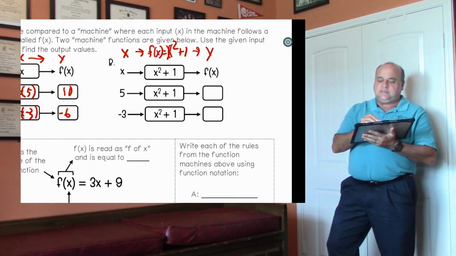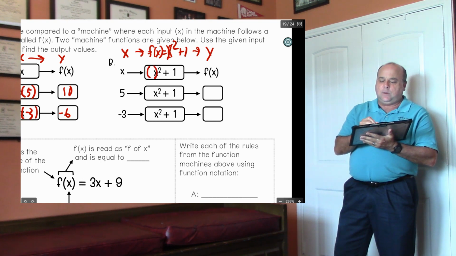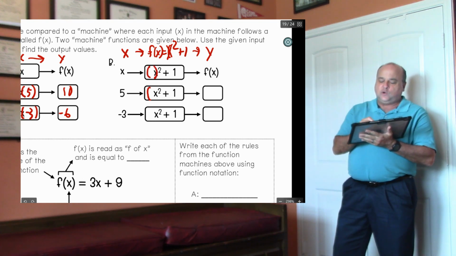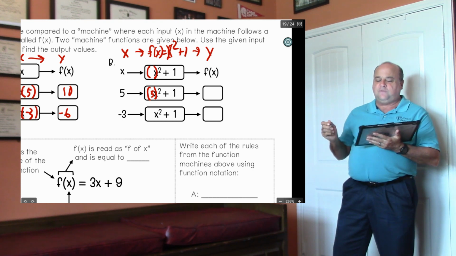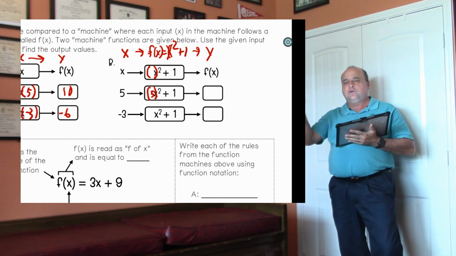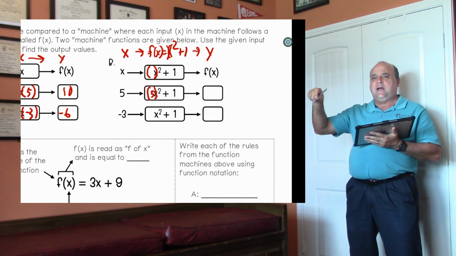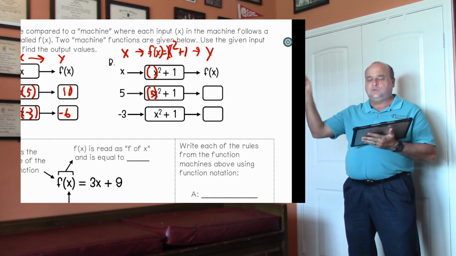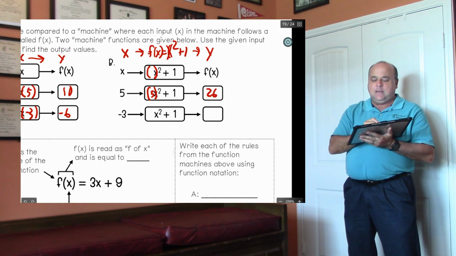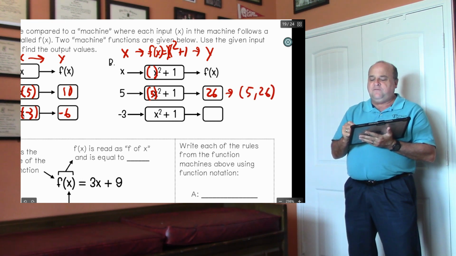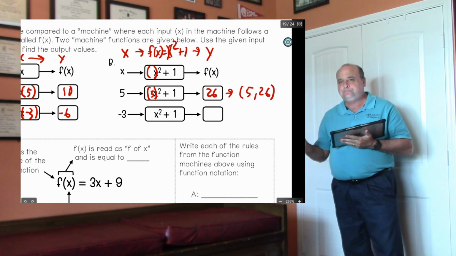Okay, so basically you're going to take this x and replace it with parentheses. So I'm going to take that x and replace it with a 5. Now then, let's go through and do the math. 5 times 5 is 25. 25 plus 1 is 26. My input is 5. My output's 26. That ordered pair would be (5, 26), wouldn't it?